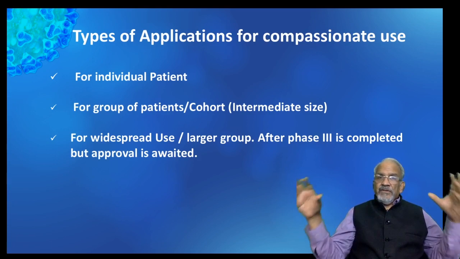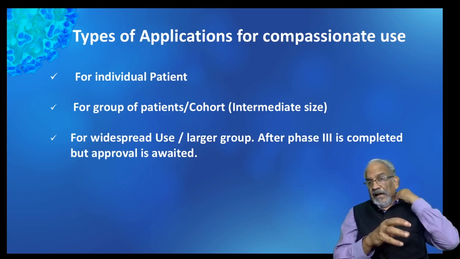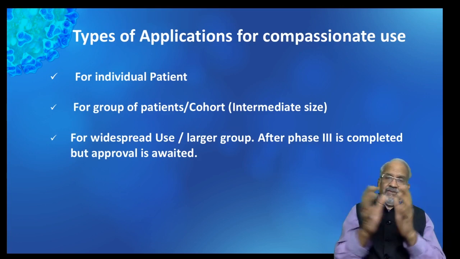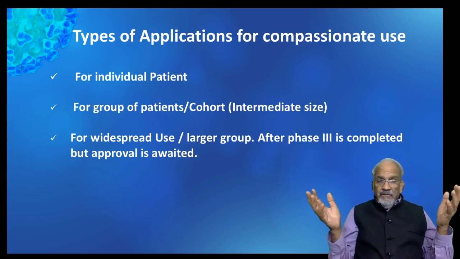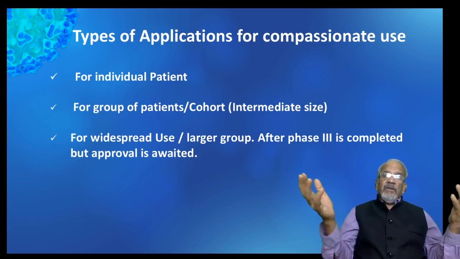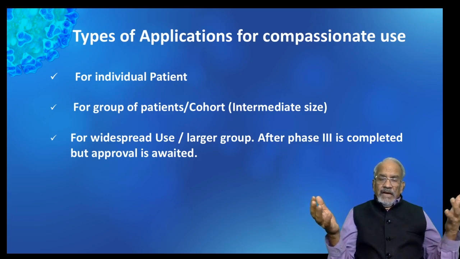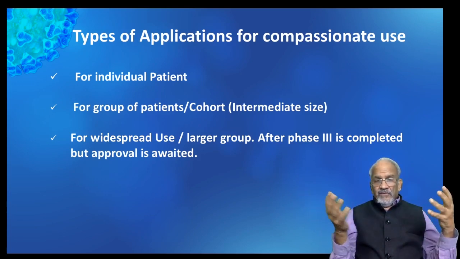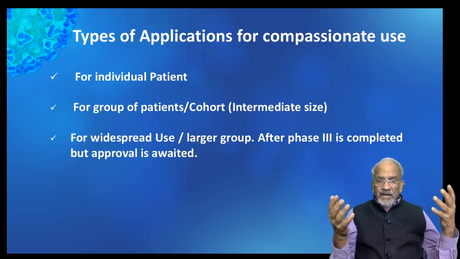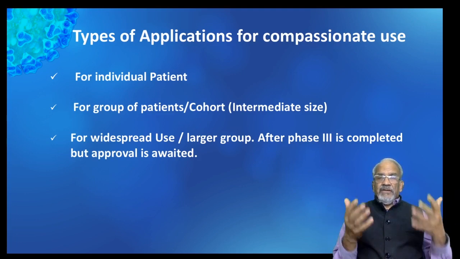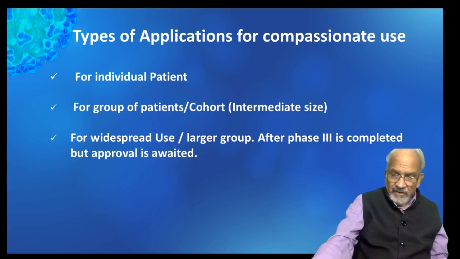It can be for a group of patients. There are 20 patients, one is in Delhi, another with Gaucher's disease is from another place, and then you find that yes, this drug is likely to be beneficial. It can be for widespread use like what is happening today, a larger group, where the phase 3 trial is not yet complete or maybe half, and the approval is still awaited. In that case, it is the compassionate use of drug.